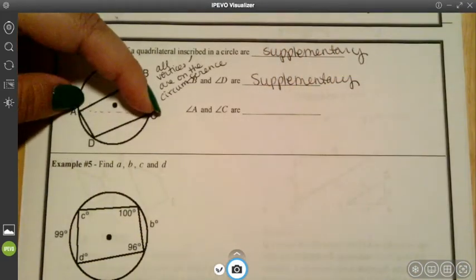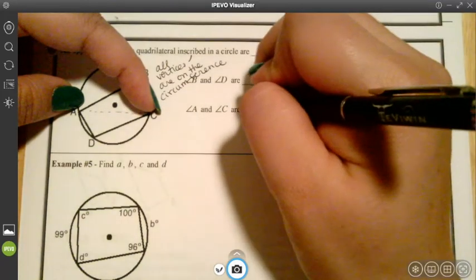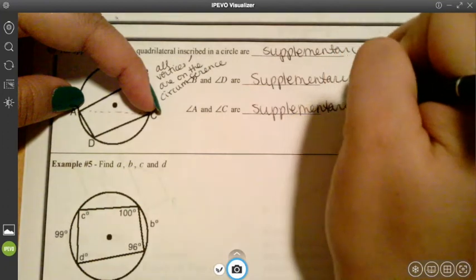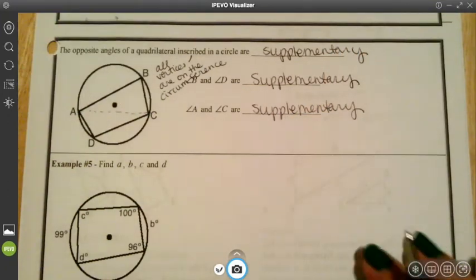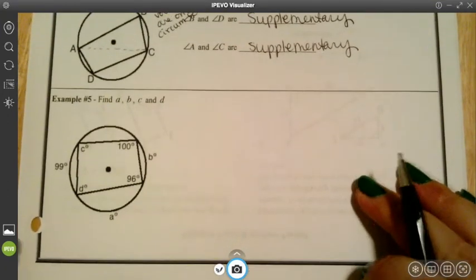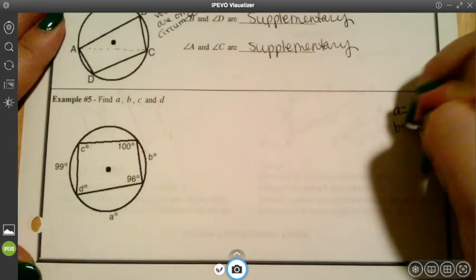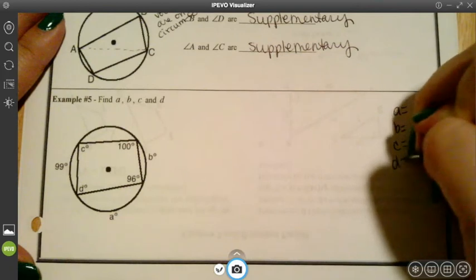Angle A and angle C, again, opposite, they are supplementary. So let's see if we can find some of these angle measures. I'm going to find 4 things, so I'm going to put them off to the side here so that I make sure that I answer all parts of the question.